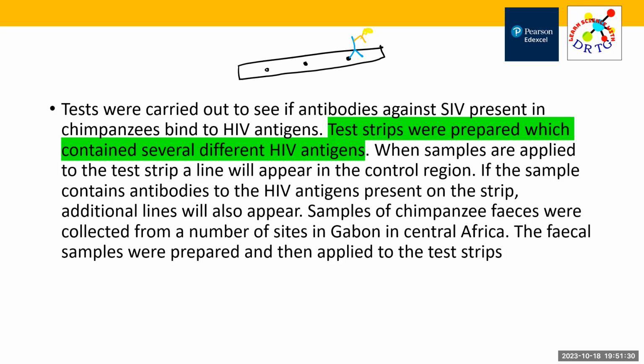Example like this: test strips were prepared which contain several different HIV antigens. When samples are applied, that means samples containing antibodies, to the test strip, a line will appear in the control region. If the sample contains antibodies to the HIV antigen present on the strip, an additional line will also appear. Now, why do I show this one? We avoid using too much time to understand this kind of question, because you need to read again and again to understand the question, which takes time.